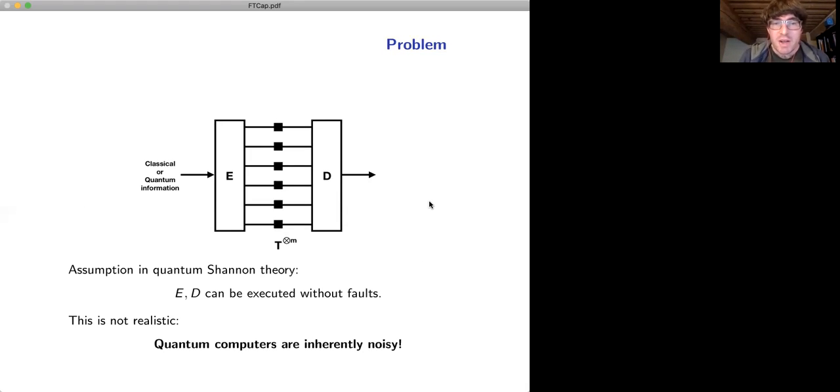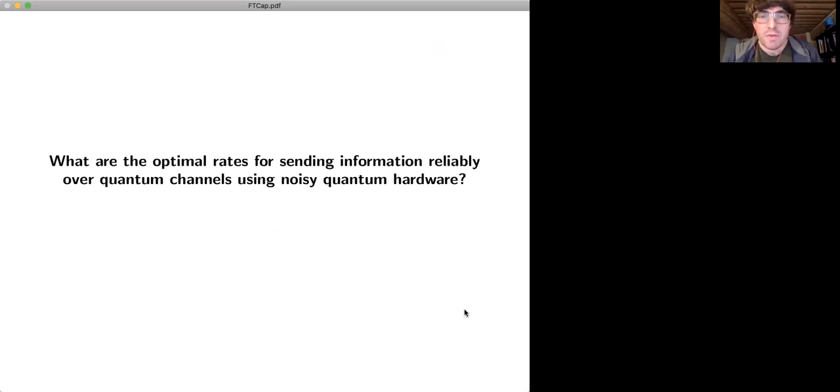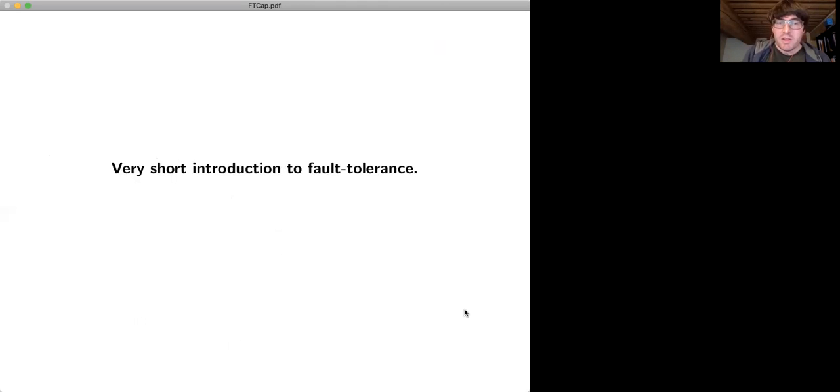So quantum computers are inherently noisy. And if you want to execute these channels that act on many systems, then you cannot do this perfectly. So the question now for the rest of the talk is, what are the optimal rates for sending information reliably over quantum channels using noisy quantum hardware? And to explain this to you, I need to introduce a bit of fault tolerance. And this has some overlap with the tutorial on the weekend, but I will anyway introduce these basic terms.